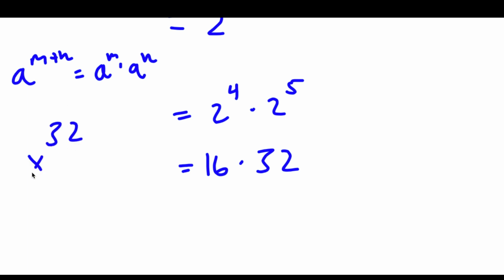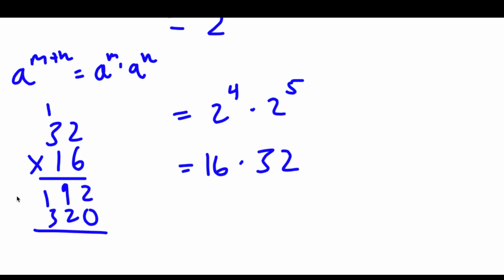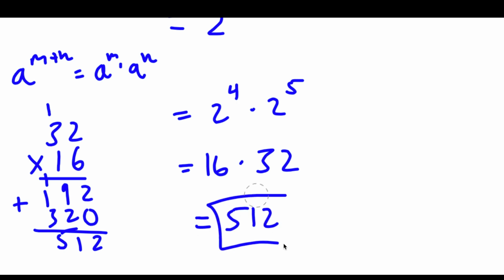And I can actually just go ahead and do this here. 32 times 16. 2 times 6 is 12. 6 times 3 is 18. 18 plus 1 is 19. 1 times 2 is 2. And 1 times 3 is 3. So if I add these together, I get 512. So this means 512 is our answer.